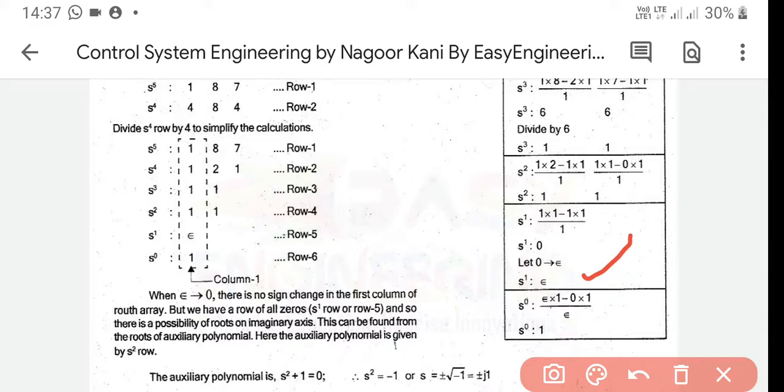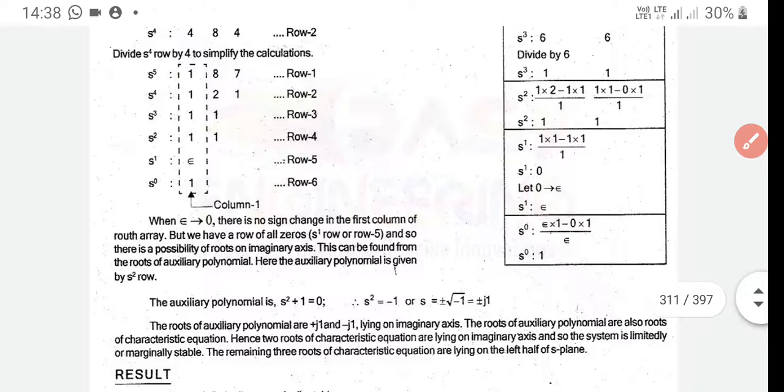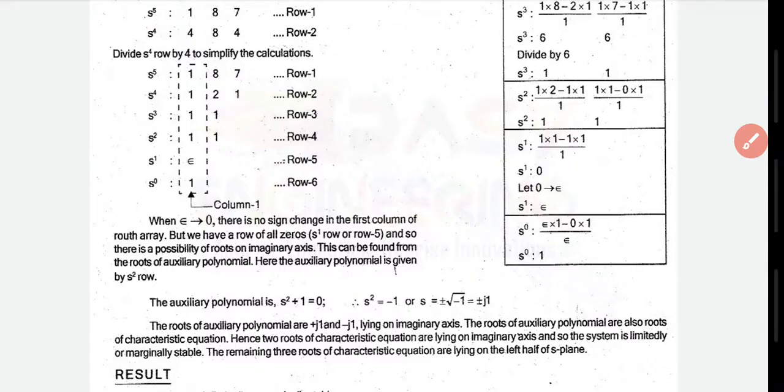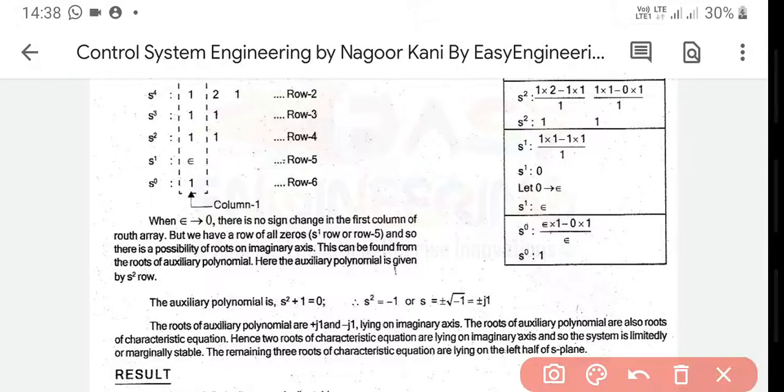By using that epsilon, calculate the element of s power 0 now. Epsilon into 1 minus 0 into 1 divided by epsilon. Okay, what will be the value? S power 0 value is 1. Okay, now up to here you have framed the route array.